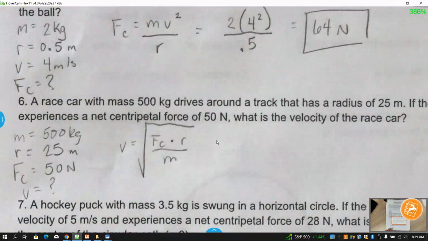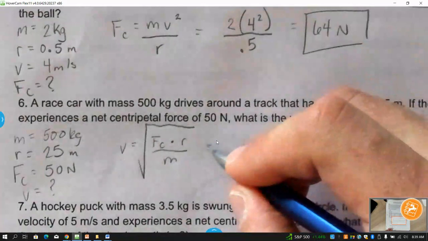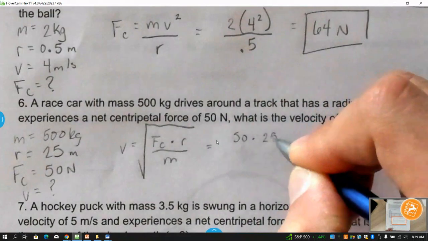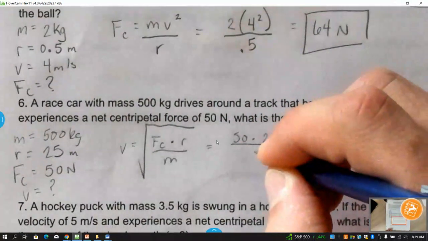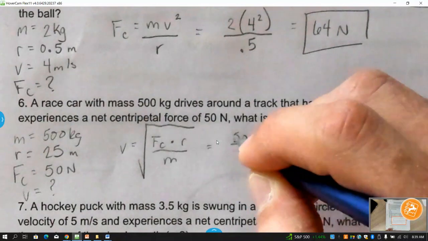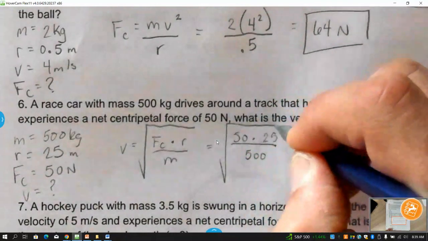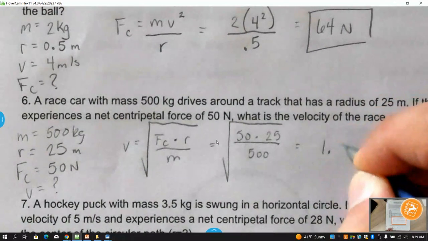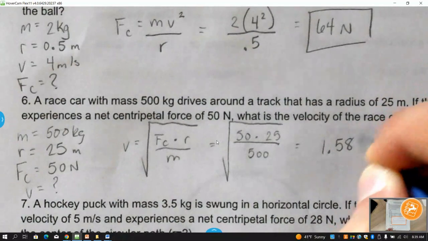So, the most common mistake with this, guys, is everybody does the math inside correctly, then forgets to square root. So it should be 50 times 25 divided by 500, and then square root. So 50 times 25, which is 1250. Divide that by 500. It's 2.5. And then the square root of that should come out to be approximately 1.58 and change.